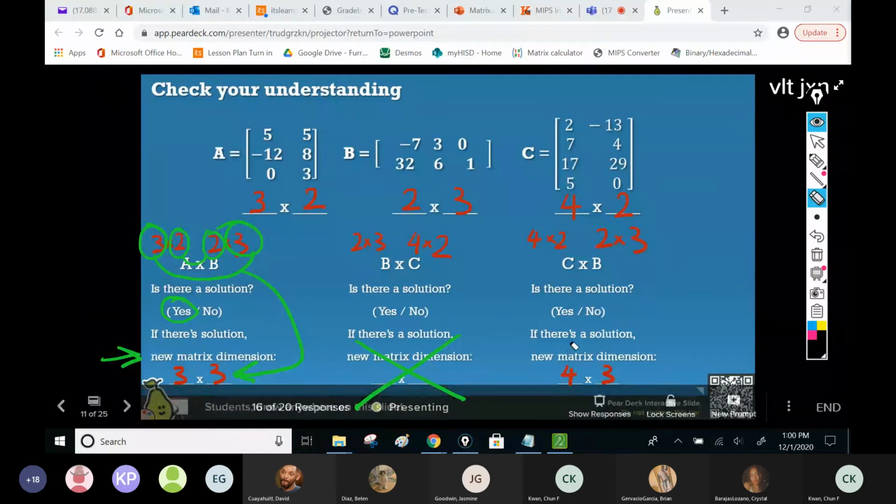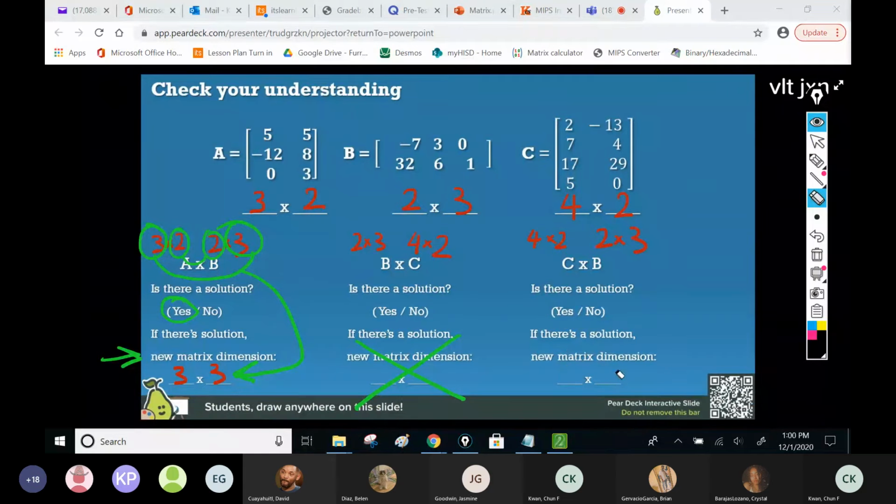All right, so the last one, you are doing matrix C times matrix B. You have to do matrix C times matrix B. Matrix C dimension is 4 by 2, and then matrix B is 2 by 3. Now check to see if there's a solution.